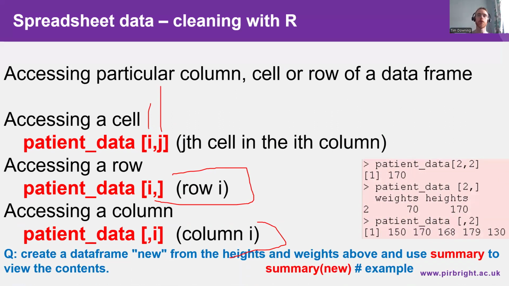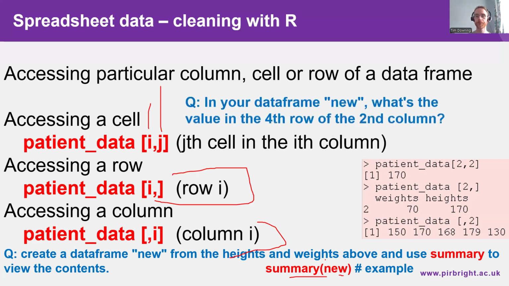And you can try some of these yourselves. You can try to create a new data frame from your own heights and weights or these ones above, and use summary to view the contents. So the summary command is useful. It just takes our data as an argument.